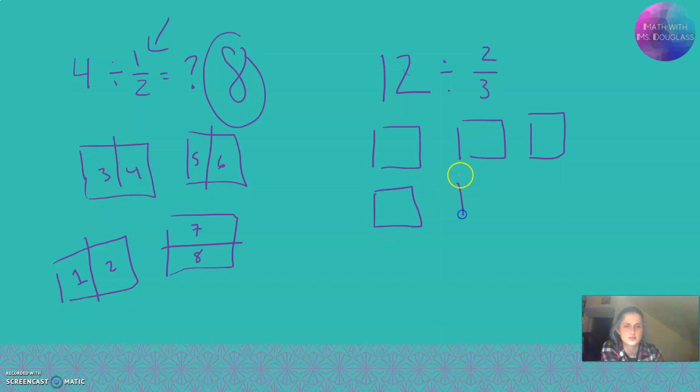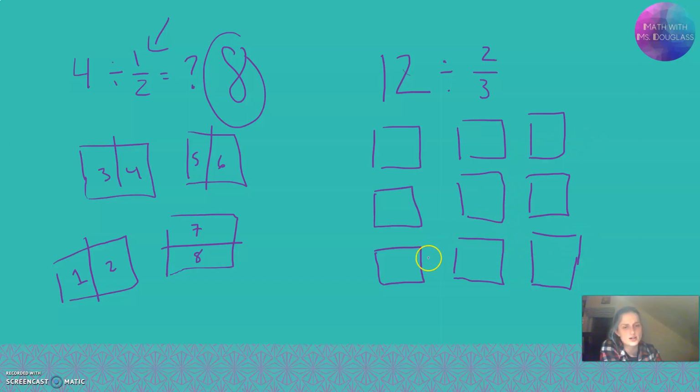Let's try a slightly trickier one. What if I have 12 divided by 2/3? So I'm going to start by drawing my 12 little rectangles. There's 3, 4, 5, 6, 7. You can see why this is maybe not the most efficient strategy. It's what we're going to do right now. But then after this, I'm going to teach you how to do the math so you don't always have to draw. But I personally am a very visual learner.